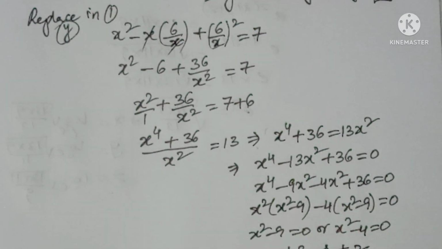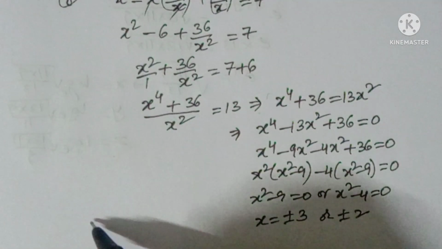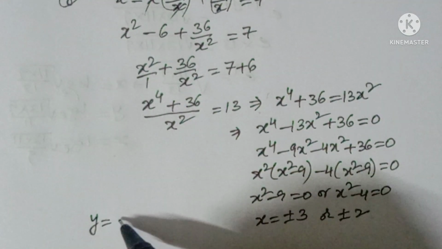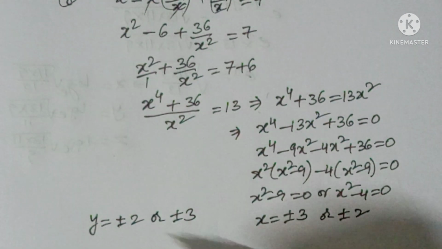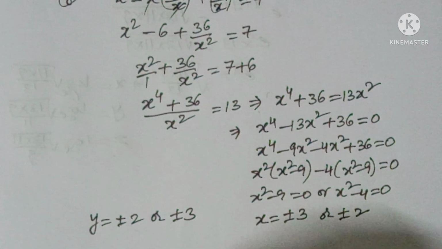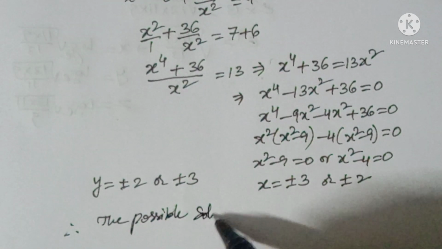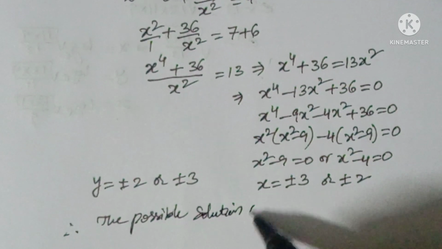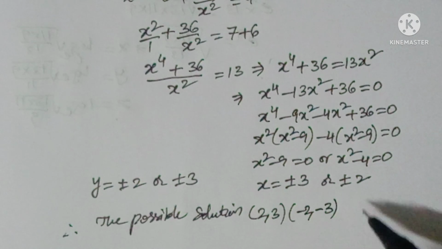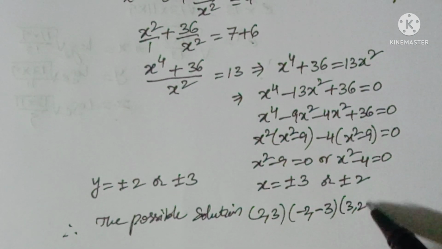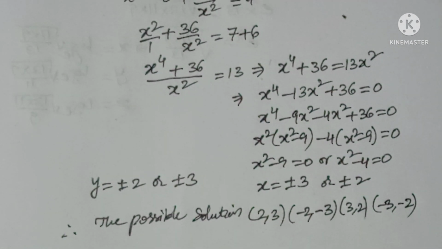So replace this in the y value. What will we get here? The y value will be ±2 or ±3. Therefore the possible solutions we will get here are (2, 3), (−2, −3), (3, 2), (−3, −2).